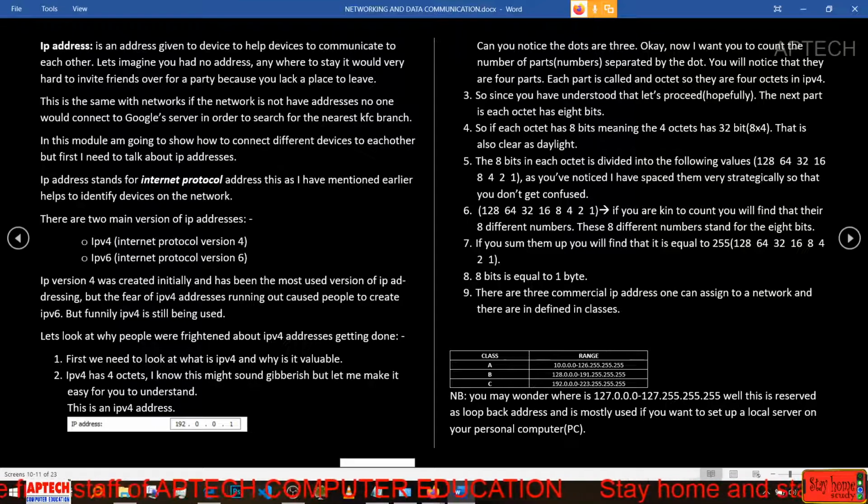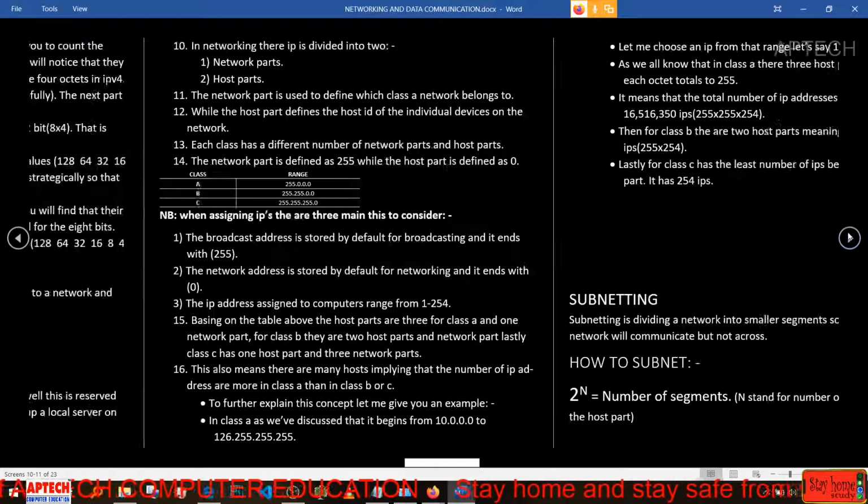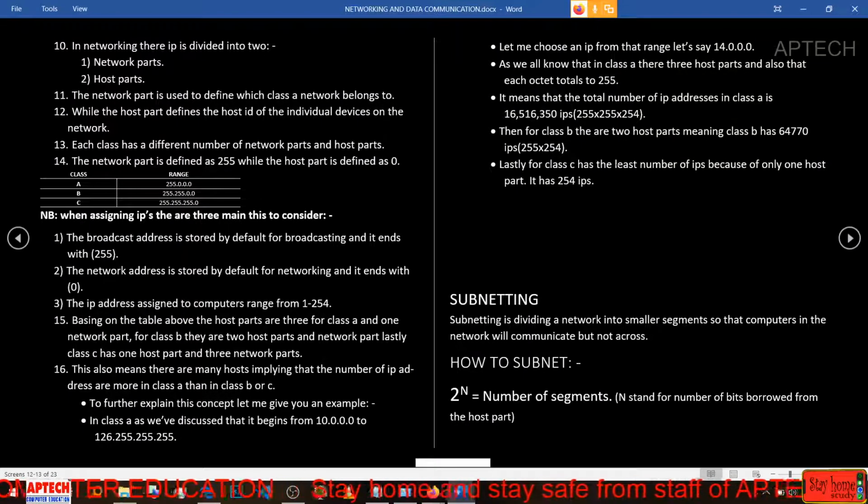Have you understood that? The next thing you have to know is that there are two parts in an IP address. There's the network part and the host part. You remember that? Each IP has a network and a host part. Whenever you're assigning IPs, you have to know which. By knowing the number on the network part, you're able to notice which class it's from.